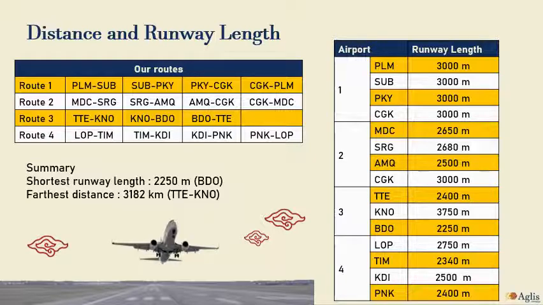Here we have presented the data of our routes and their particular runway lengths. As you can see on the right are all the runway lengths of the airports we chose. And in summary, the specification that we have to consider is that the shortest runway length of the airports of our choice is 2,250 meters on the BDO airport, and the farthest distance that our plane has to reach is 3,182 kilometers, which is the distance between TTE and KNO airport.